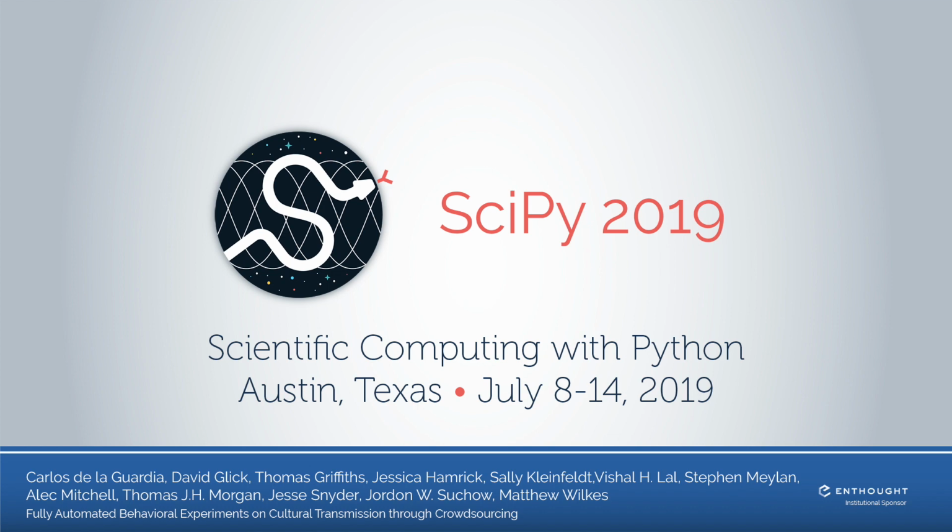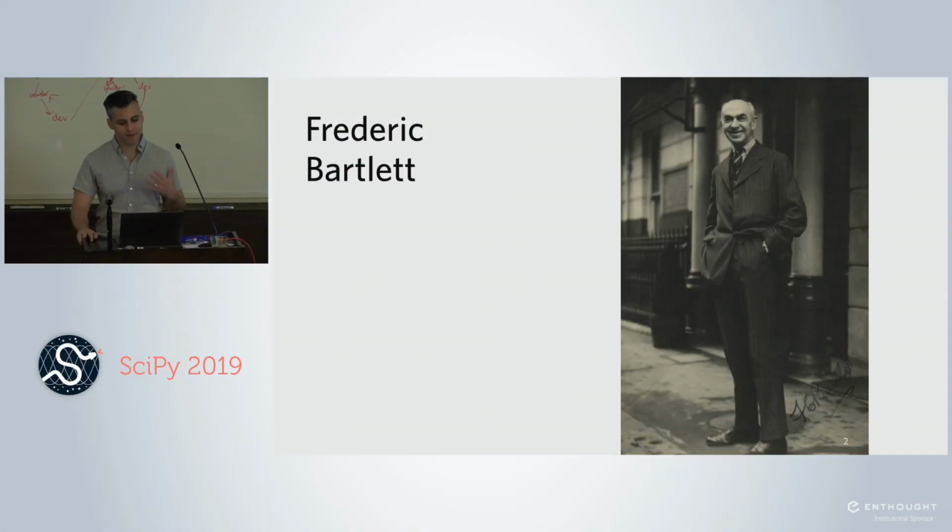In 1932, Frederick Bartlett published the book Remembering, which discussed 20 years of experimental work on human memory and culture. And in his book, Bartlett introduces the method of serial reproduction, which you're probably actually familiar with through the children's game of telephone, where information is passed down a chain, transforming along the way.